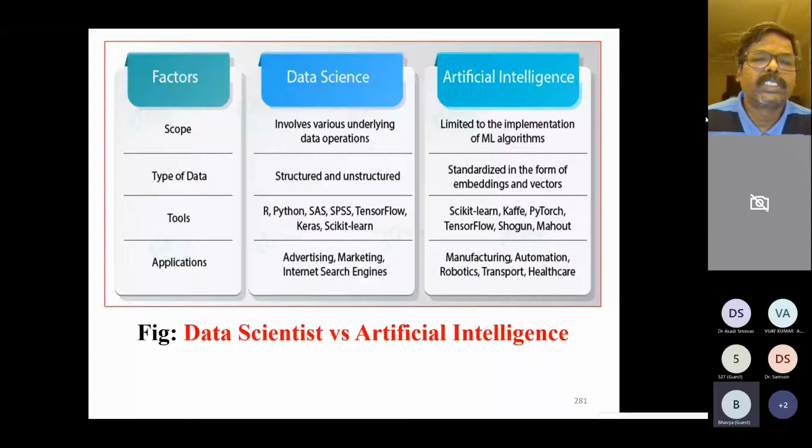Then what are the tools we are using in data science? R, Python, SAS, SPSS, TensorFlow, Keras, Scikit-learn. Whereas in artificial intelligence, we are using Scikit-learn, Caffe, PyTorch, TensorFlow, Shogun, Mahout. What are the applications in data science and artificial intelligence? In data science: advertising, marketing, internet search engines. In AI: manufacturing especially, automation, robotics, transportation, healthcare applications. Data scientist versus artificial intelligence.